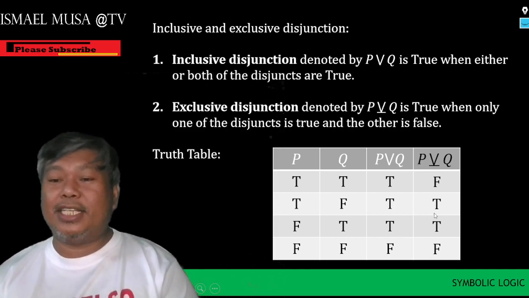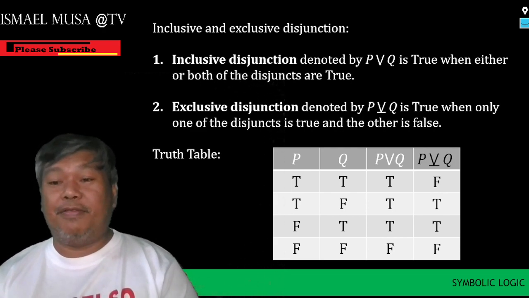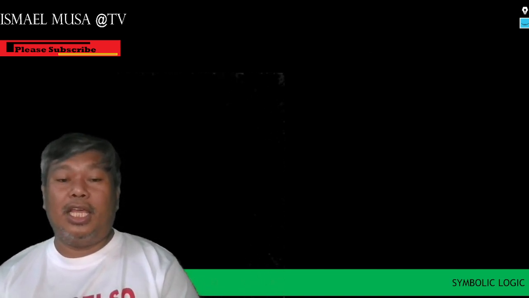So basically, class, the difference is here. In the inclusive, it's okay for both to be true. But for exclusive, one must be true and the other one must be false. So in this case, it's still false. Okay, so we have to take note of that.